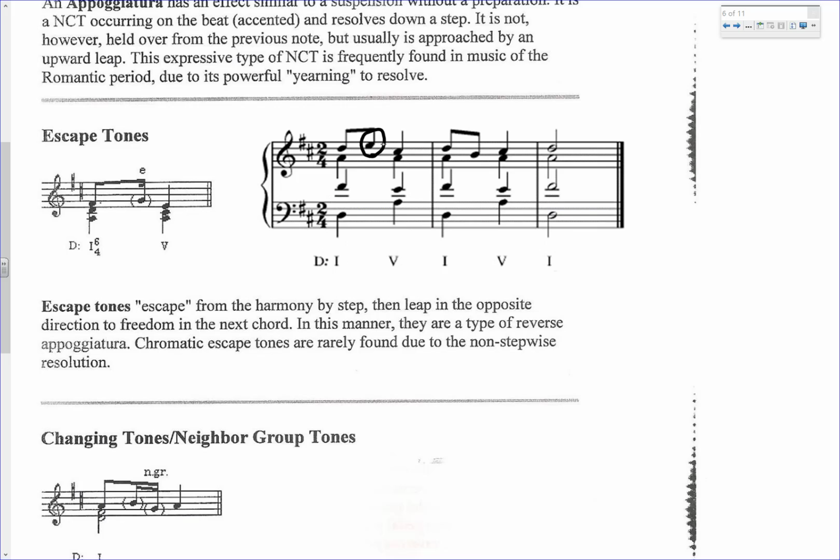Okay, but before we even do that, I'll play this figure right here in D major, and you can hear the escape tone labeled E, okay, that escapes from the harmony and then leaps in the opposite direction to which it escaped. So here is the escape tone. Listen again. One last time.